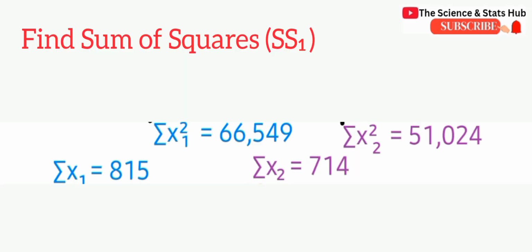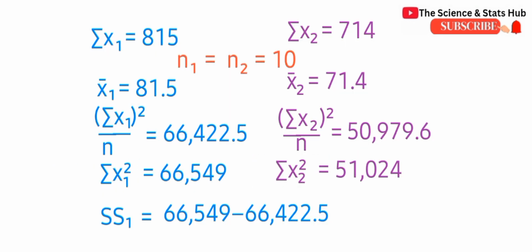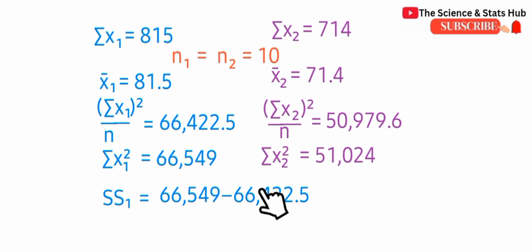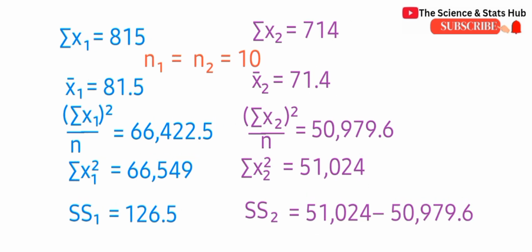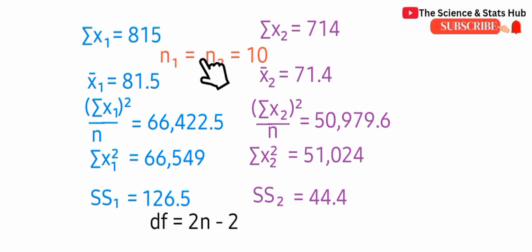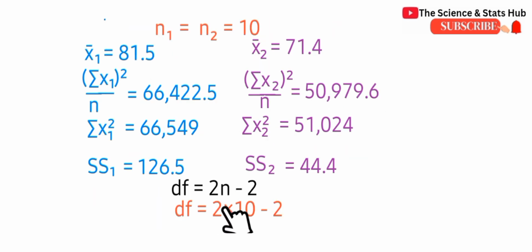Let's find the sum of squares for the first method. Sum of squares for group 1 is equal to this value minus this value, 126.5. Also, we'll get the sum of squares for group 2, which is this value minus this value, 44.5. Now, let's find the degrees of freedom. Since sample sizes are equal, our degrees of freedom will be 2n minus 2. That is 2 multiplied by n, and n is 10. 2 times 10 gives 20. 20 minus 2 gives 18.